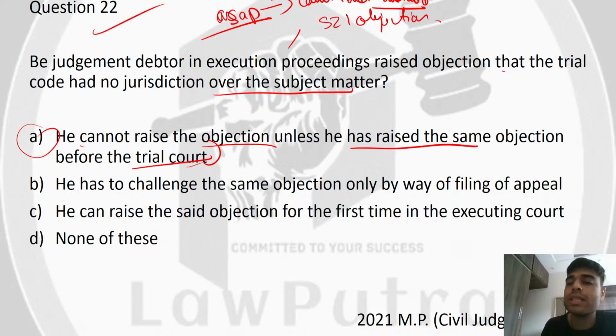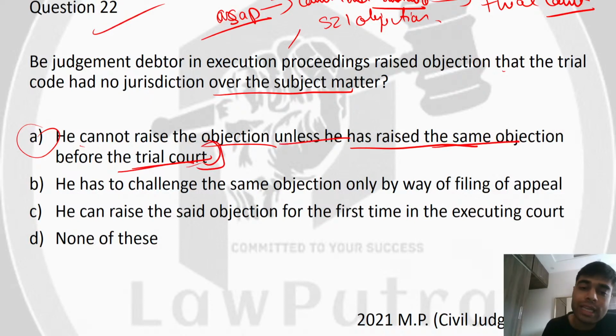And the court of first instance in all civil suits is basically the trial court, right? High court में हो नहीं सकता, high court appellate court में आ जाता है. So he cannot raise the objection unless he has raised the same objection before the trial court. So see, indirectly basically यही बात बोल रहे हैं कि first कोर्ट ऑफ फर्स्ट इंस्टेंस में होना चाहिए एंड एज सून एज पॉसिबल होना चाहिए.